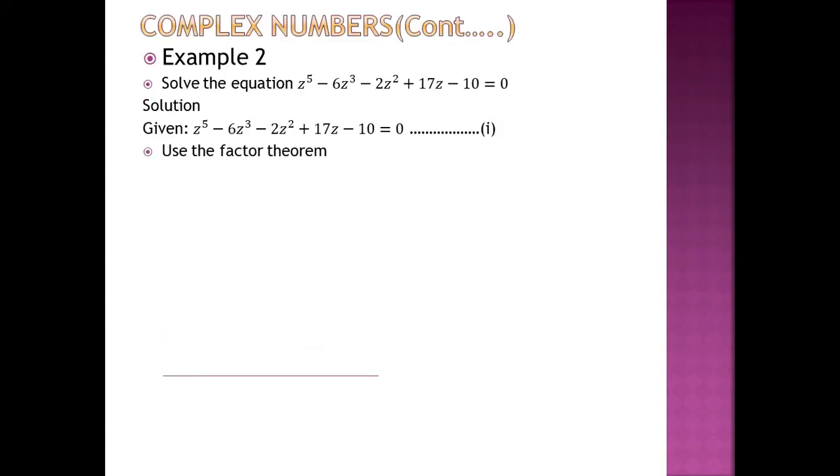Okay, let's get going. Example 2: solve the equation z to the power 5 minus 6z to the power 3 plus 17z minus 10 is equal to 0.